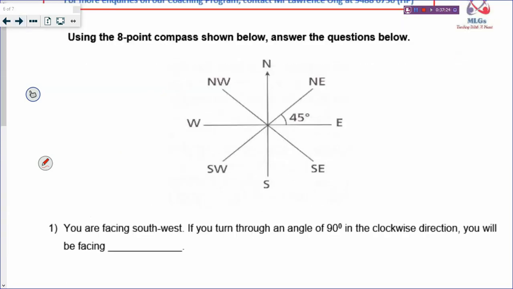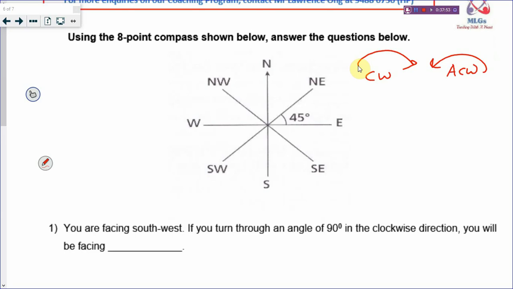Before we answer the questions, you must know what is clockwise and what is anti-clockwise. Clockwise means you follow the clock; how the clock is moving, you follow that direction. Anti-clockwise is going back. So again, how to not get confused? When you see clockwise, you just follow the clock. Anti-clockwise means you go back.